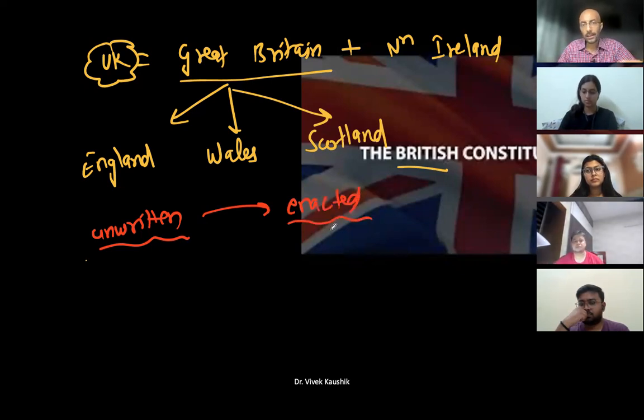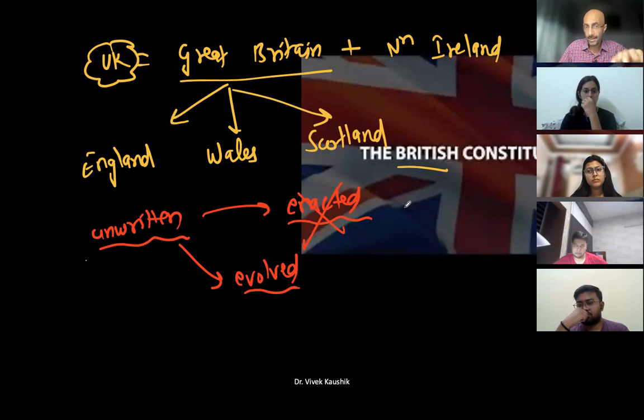What does that mean? Enacted means a law which you draft, you get it passed into a law, and then you bring it into force on a particular date. That is why those constitutions which are unwritten, they are not considered enacted. उनको बनाया नहीं गया है, वो तो खुद इवॉल्व हुए हैं समय के साथ, with time. So they are considered as evolved constitutions and not enacted.